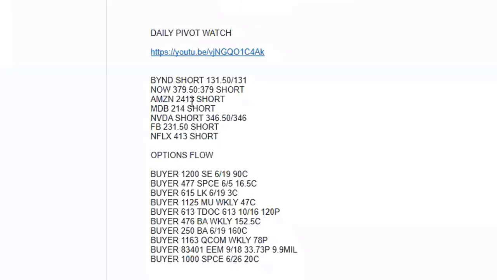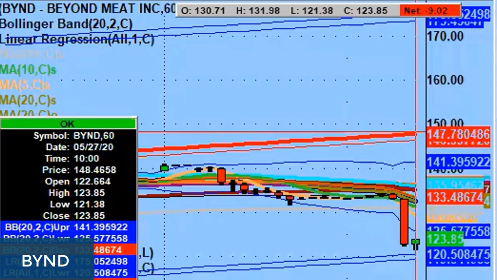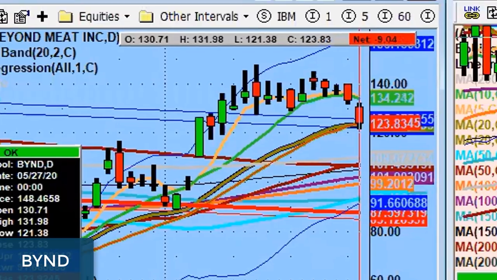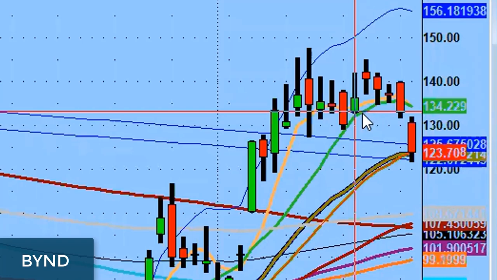So for example, let's pretend that we're talking strictly from the swing trading point of view. We're going to use these areas here as an area to enter a trade. So for example, BYND from last night, we knew that 131.50, 131 was going to be the daily confirmation. Does everybody see that, guys?